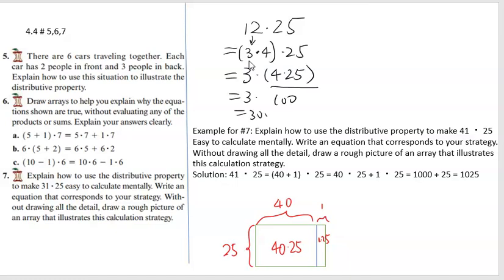So we got 300. So notice here all the operations we have are multiplication. So this property is called associative property because we did not move the numbers and we did not distribute any numbers. It's just associate 4 with 3 or associate 4 with 25. So it's called associative property. But in this example, we're going to do something different.